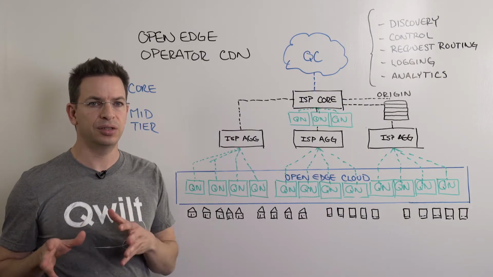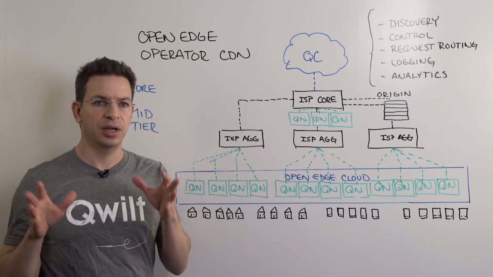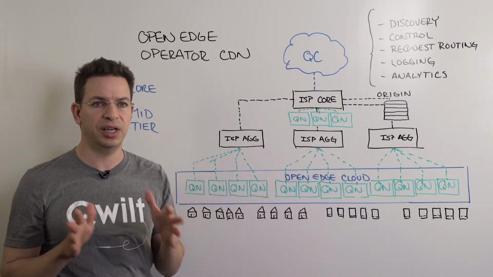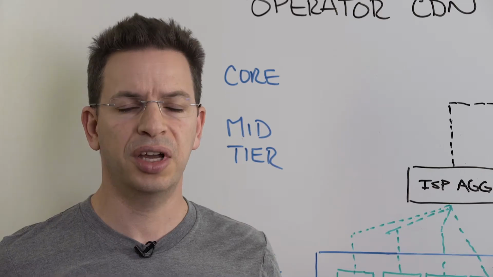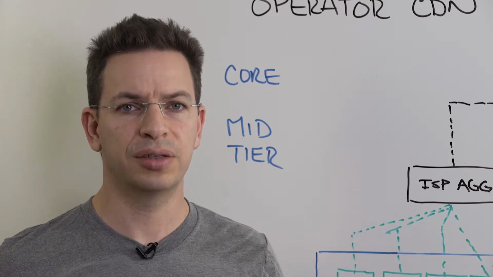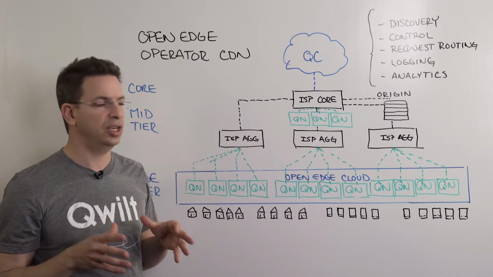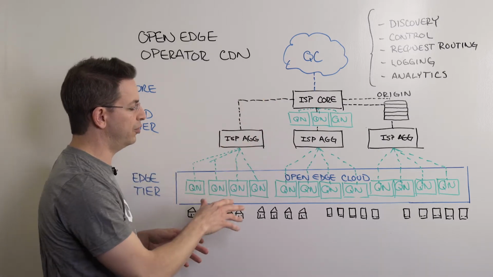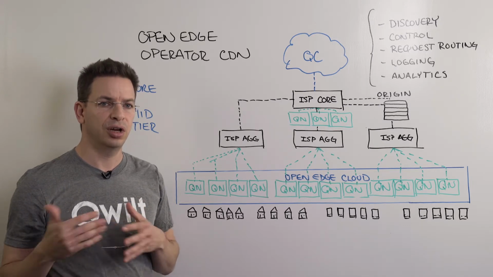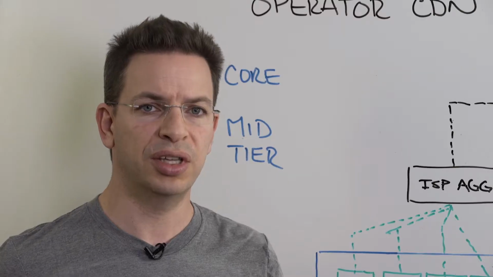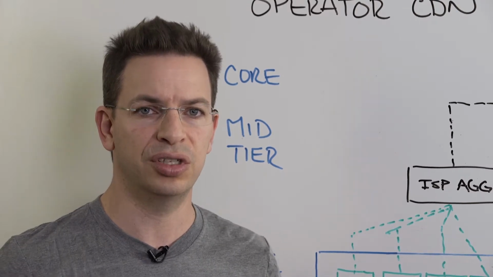Operators access this solution through QC, which gives them a single pane of glass control plane and a dashboard that they can use for provisioning and monitoring the entire solution. Let's take a look at some of the functions that QC provides. The first function is discovery. Essentially, this is the connectivity between QC and each and every QN node that's deployed in the network and the ongoing health monitoring of each of these QN nodes, which is something that is an important criteria in deciding where and how to route traffic to these QN nodes.